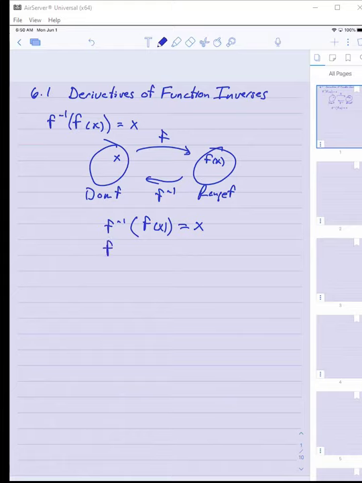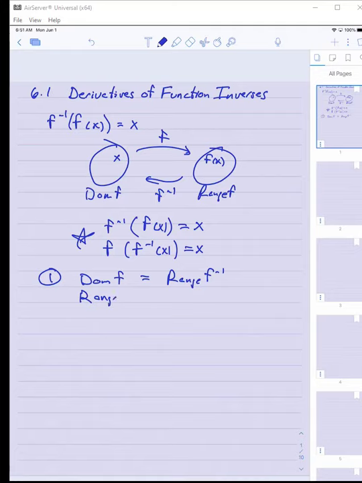Similarly, you may recall that we also want f of f inverse of x to evaluate to x. And this was our working definition for what inverse functions do. Two other important facts that you remember from college algebra. One is that the domain of our function and the range of the inverse function are the same set, and the range of our function and the domain of the inverse function are also the same set.